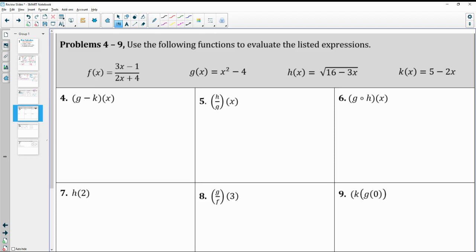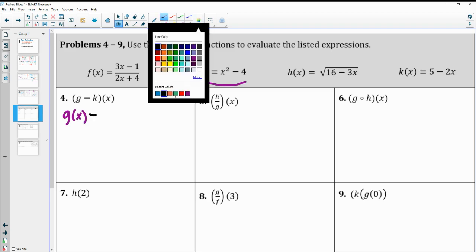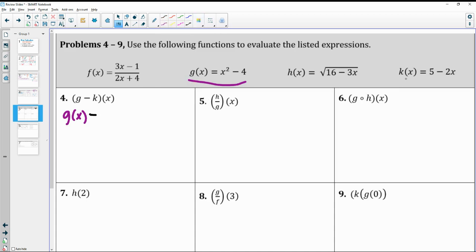For problems 4 through 9, we're going to use these different functions here to perform these operations, and then we're going to simplify them. So in number 4, it asks us to do g of x minus k of x. I'm going to use purple for the g function here. So g of x, and then we're going to subtract k of x. I'll use green for the k function.